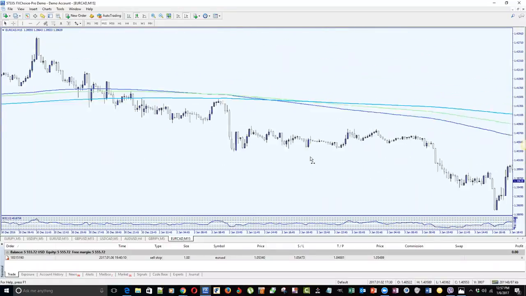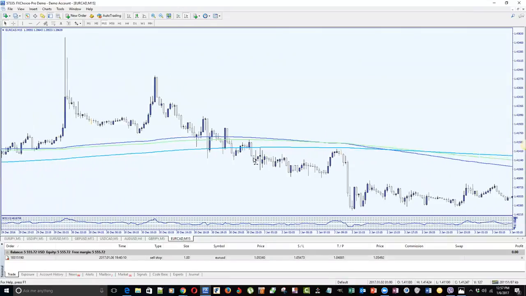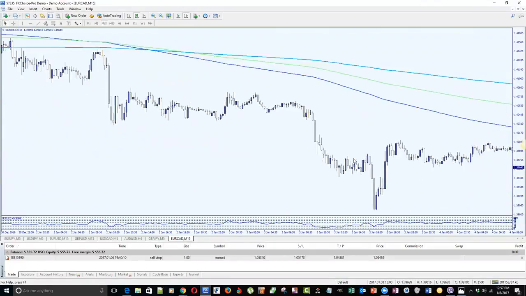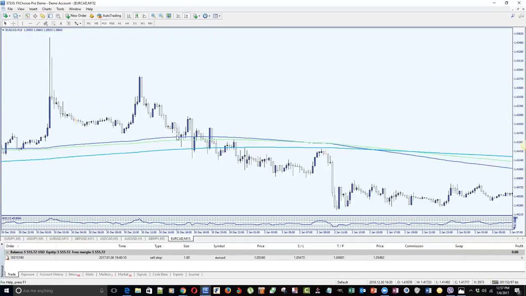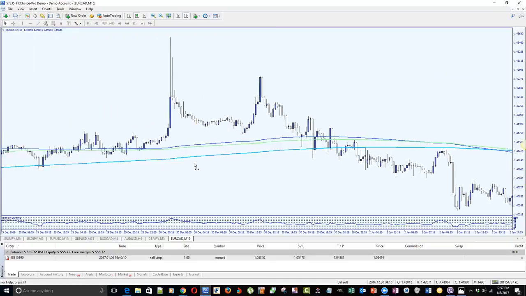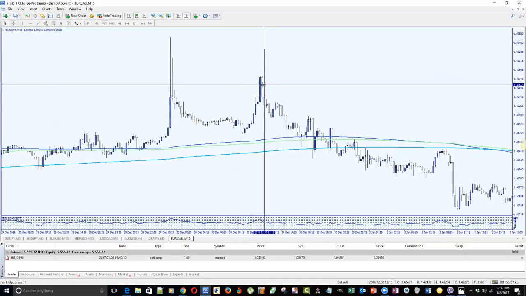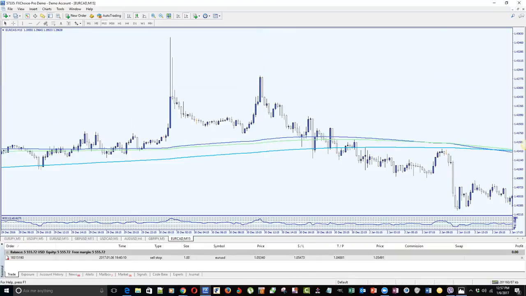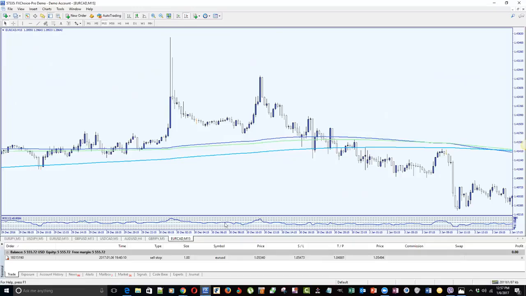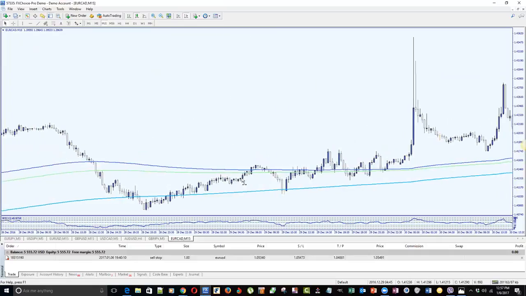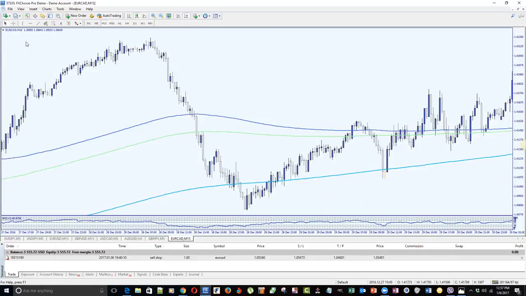So like I said, be careful of not just saying, yeah, they committed to exhaustion, so I'm just going to take the reverse. Always read the candles to see what's going to occur next. All right, so that's just to keep you safe. All right, so this is a 77 candle duration move right here. All right, so that falls under the medium attack. All right, so basically that's how you discover where exhaustion is occurring.